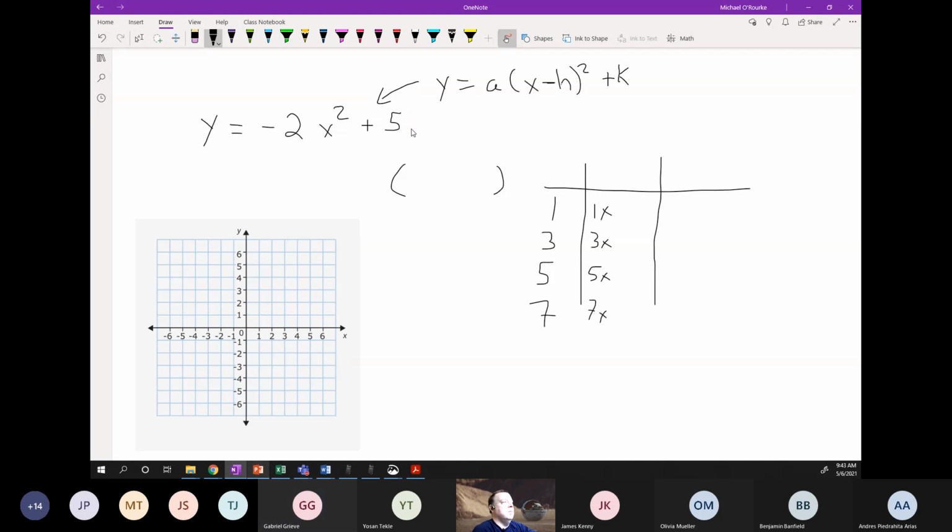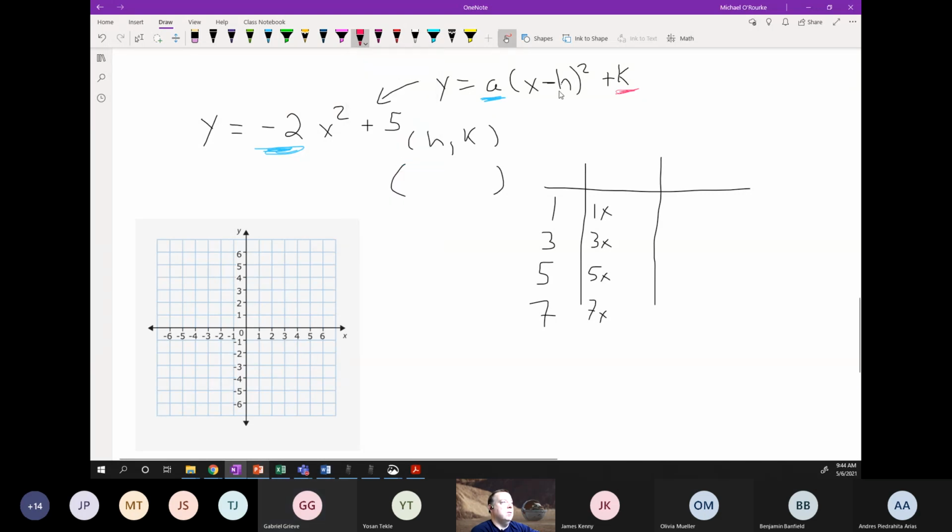X. Well, the x, but besides the x. Squared? No, besides the square. My wording was wrong, Gabe. Do you see an a value in this equation? Yeah, that's the 2. Negative 2. Good. Okay. Do you see a k value?